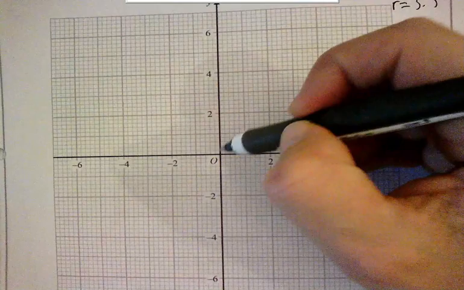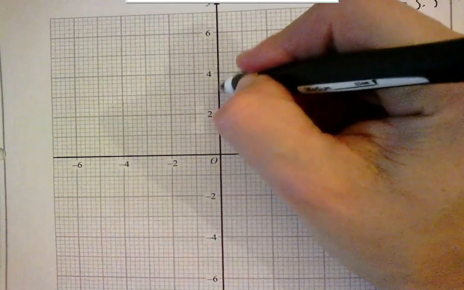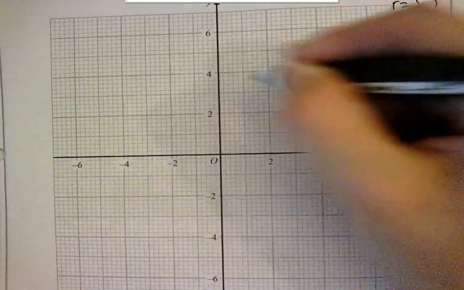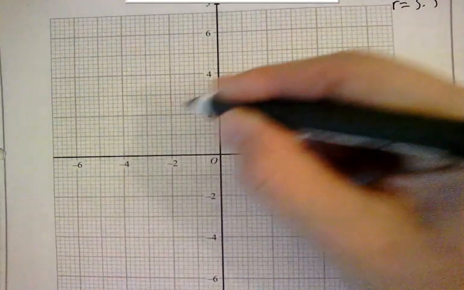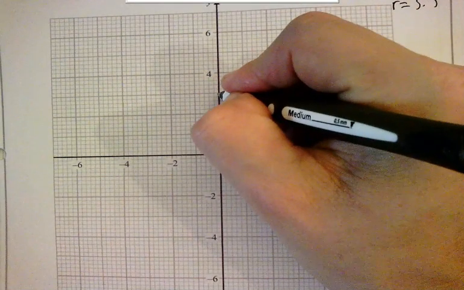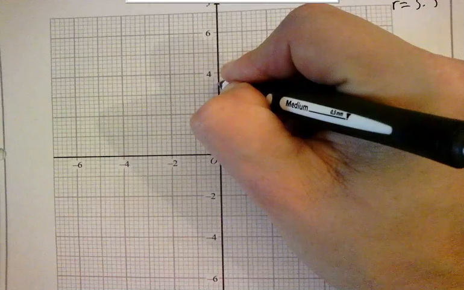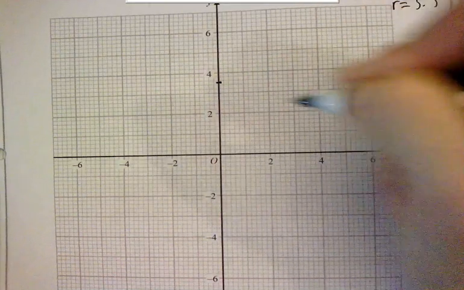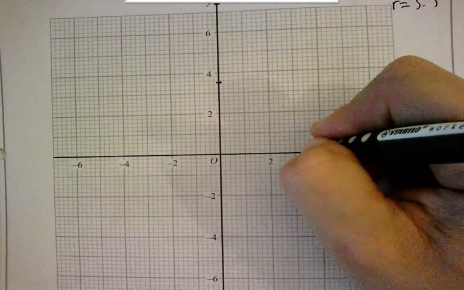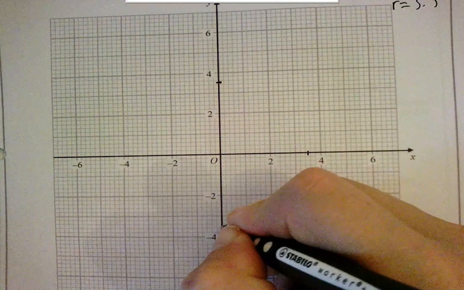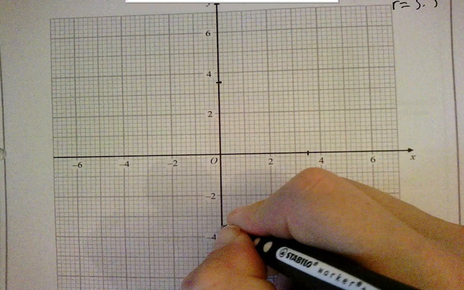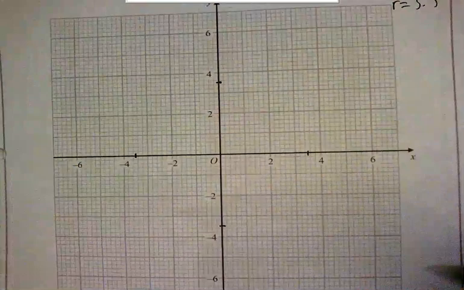So it's got centre at the origin, and then it's got a radius of 3.5, so that means it must pass through 3.5 on each of the axes. So I'm going to mark 3.5, that's 3. 3.5 is going to be 2.5 little boxes between 3 and 4. So here, 3, so here.